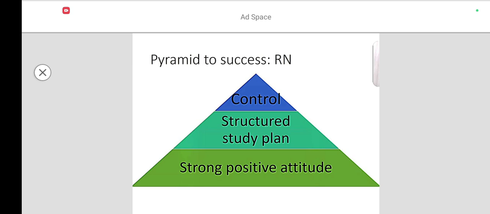Then the last one is control. You have to control yourself. There are too many distractions throughout your whole journey of NCLEX preparation, but you have to control yourself. Control means build consistency: regularly you have to spend a minimum of 6 to 7 hours and a maximum of 12 hours out of your 24 hour day. So the pyramid to success for RN includes a strong positive attitude, structured study plan, and control.